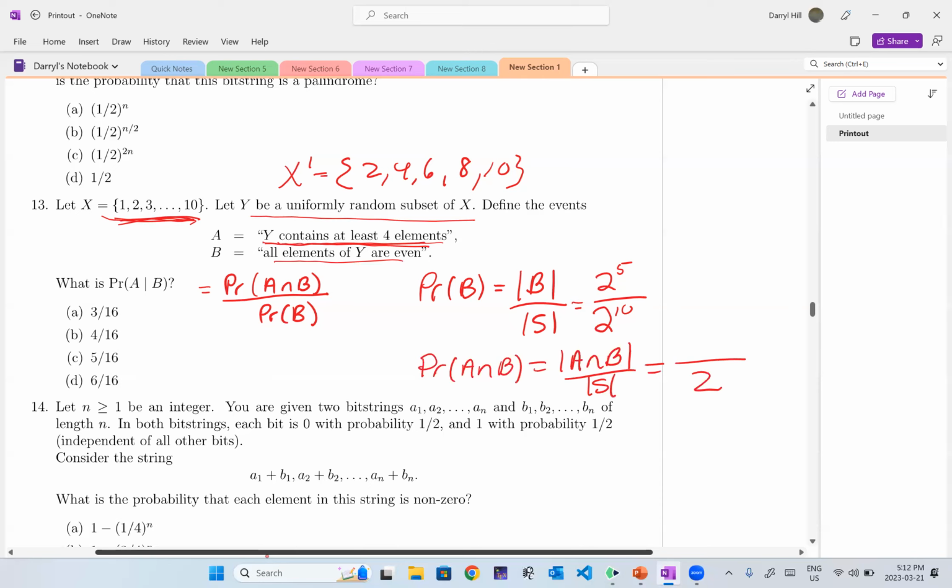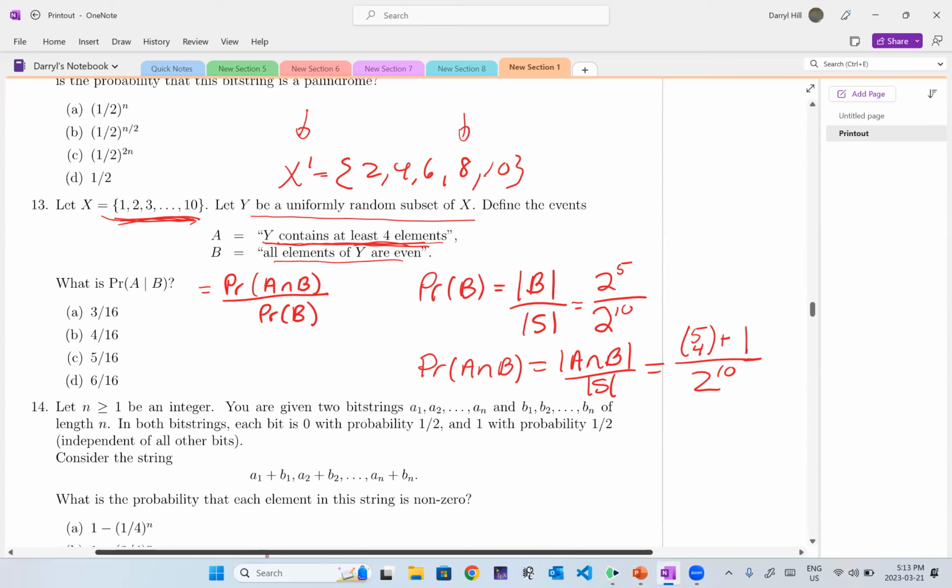So this is something over 2 to the power 10. So A and B, again, you can think of it as I'm selecting from X prime. So there's 2 to the power 5 possible subsets, but I want all of the subsets that have at least 4 elements. There's 5 total, so I can choose all of the subsets of size 4, so there's 5 choose 4 of those, plus all of the subsets of size 5, and there's 1 of those, 5 choose 5, or 1.